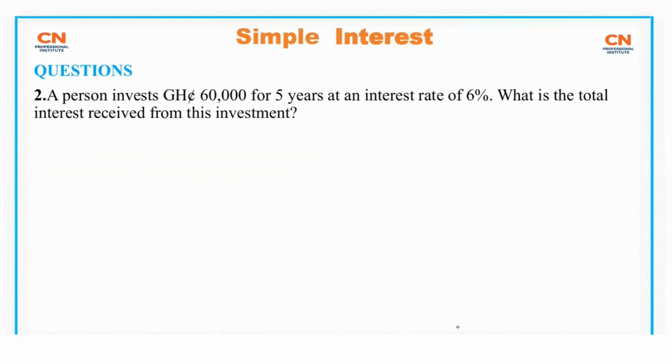A person invests 60,000 for 5 years at an interest rate of 6%. What is the total interest received from the investment? So here we are not borrowing, but we are investing, by the same principle.